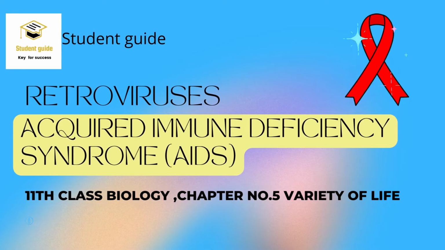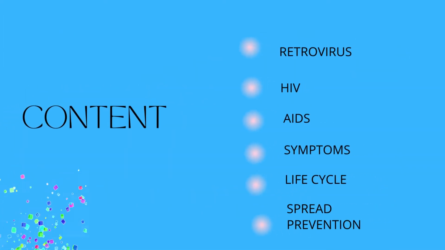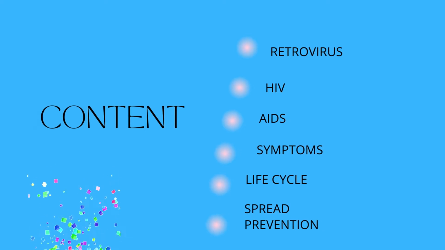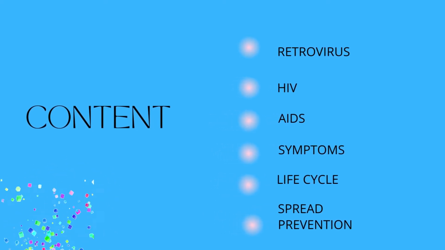This is the topic from 11th class biology, chapter number 5, variety of life. In this topic we will discuss retroviruses, HIV, AIDS, symptoms, life cycle of HIV, spread of AIDS and its prevention.